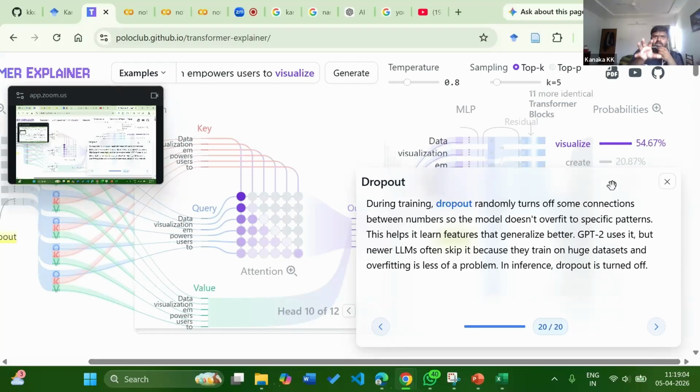Our ultimate purpose in building the LLM is to make a general model. For example, if I ask ChatGPT something about cricket, it will reply. If I ask something about science, it will reply, because the training data has data from all domains. To make the model robust and generalized, they add dropout. Dropout means they intentionally remove some of these vectors, these layers.